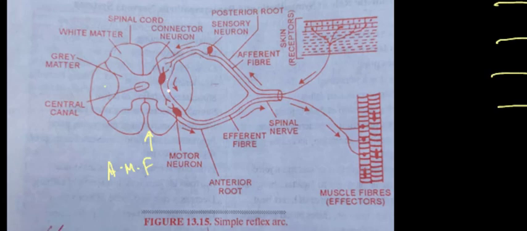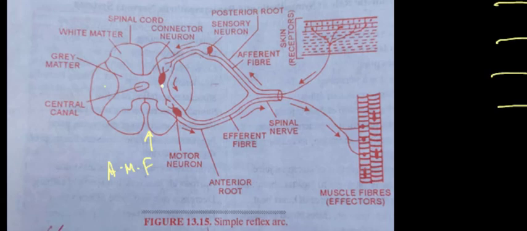So there are also the anterior, lateral, and posterior columns of the white matter. This is the posterior column of the white matter, and this is the lateral column of the white matter, and this is the anterior column of the white matter. So the gray matter and the white matter form the different columns.